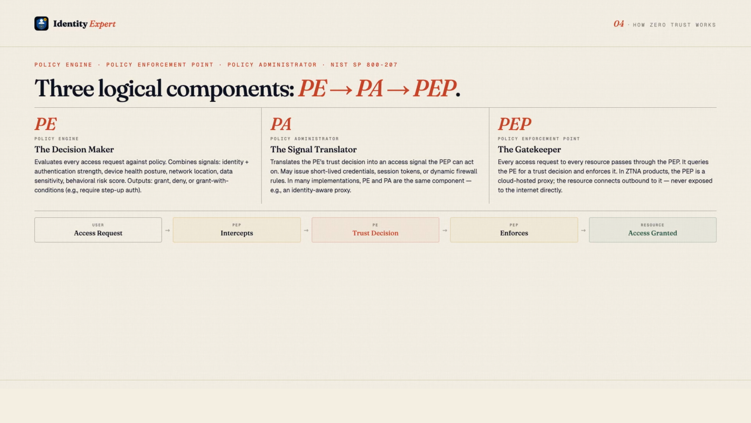The policy enforcement point, PEP, is the gatekeeper. Every request to a resource must pass through the PEP. The PEP queries the PE for a trust decision, receives it, and either allows or blocks the request. ZTNA, Zero Trust Network Access, products implement this at the network layer.